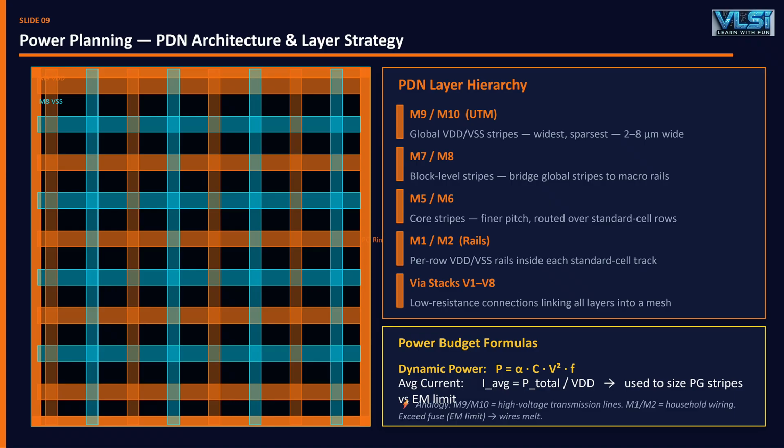Now how do engineers decide how strong the power grid should be? They calculate power consumption. Power is roughly P = switching activity × capacitance × voltage squared × frequency. From this, they derive current. And based on current, they design power stripes.